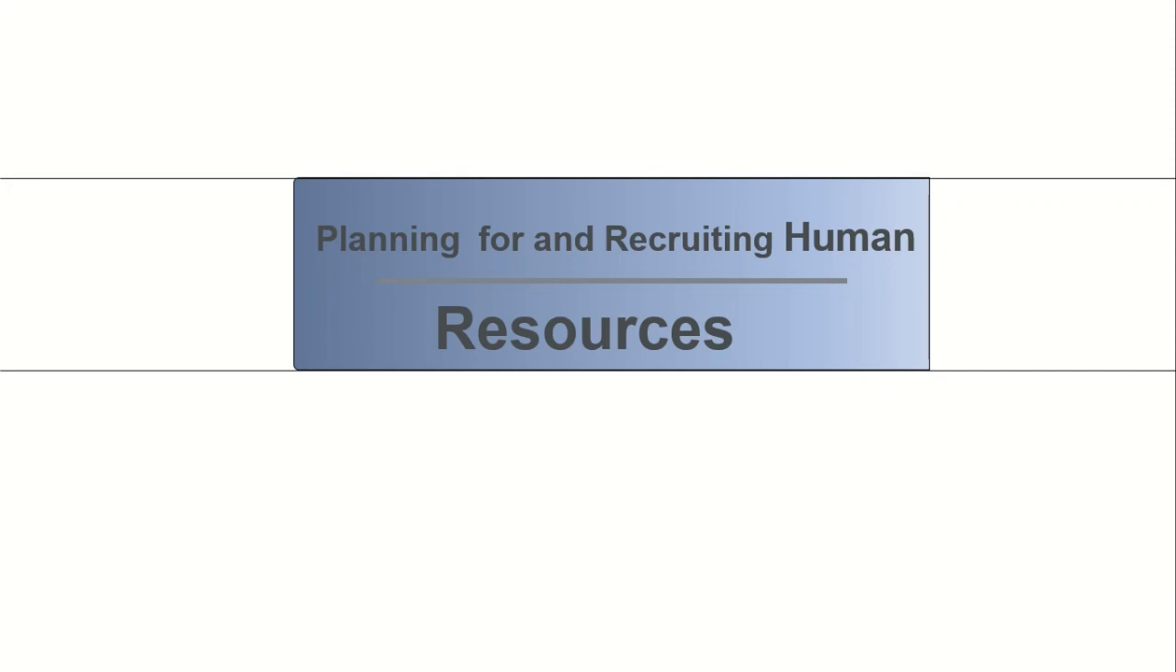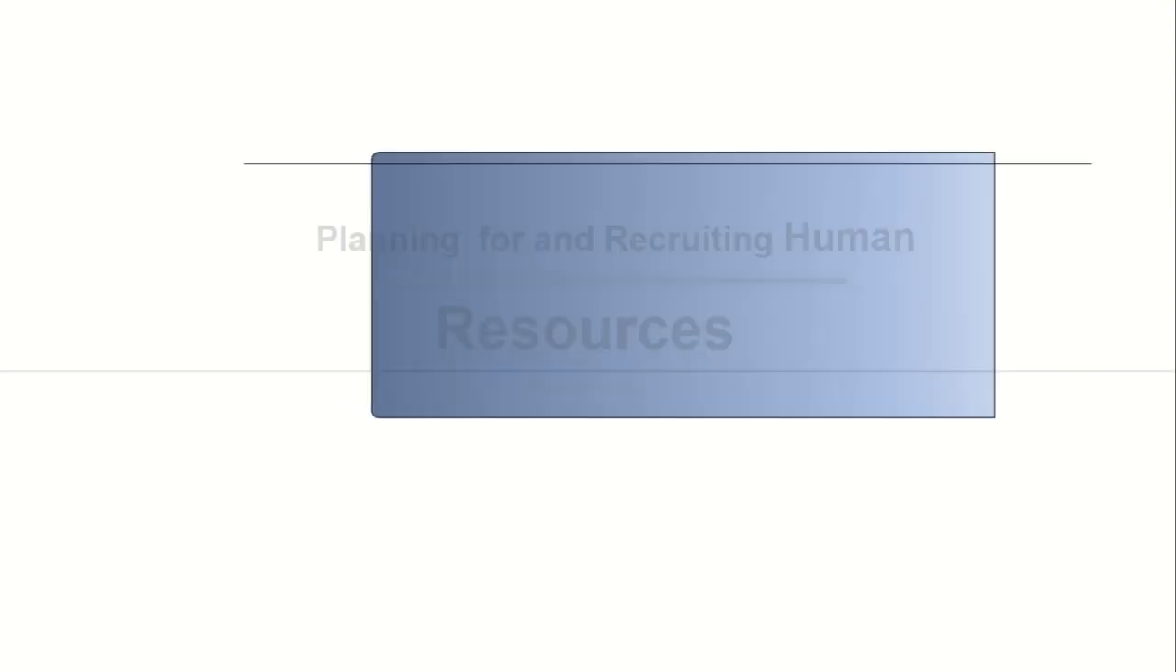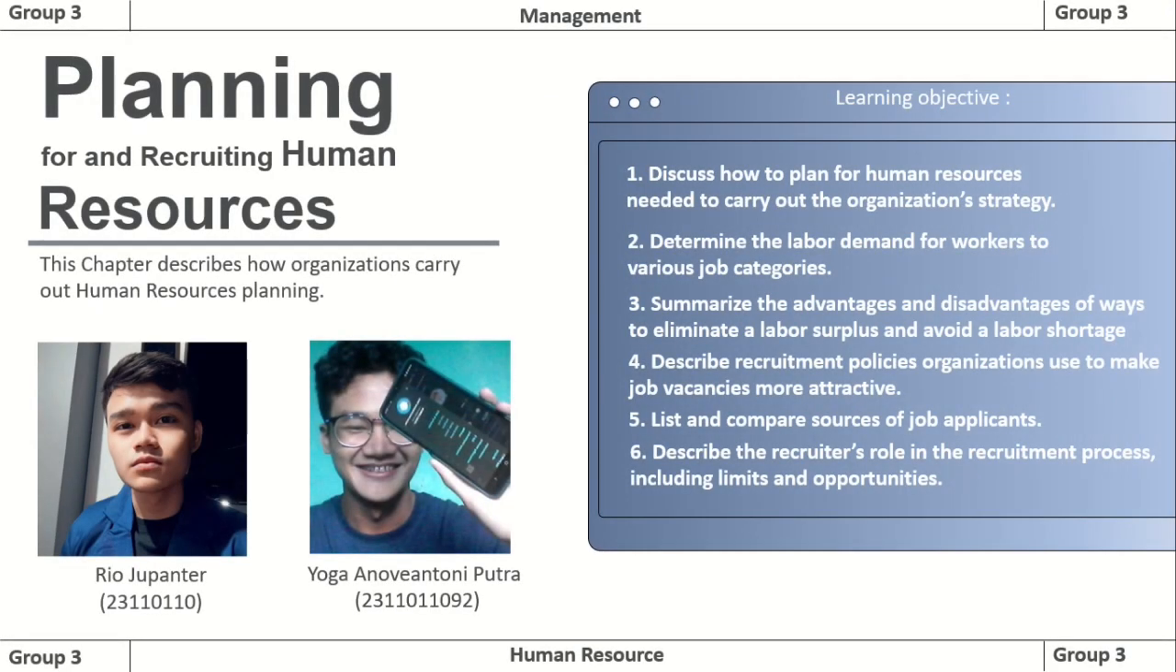We are going to explain and discuss Chapter 5, Planning for and Recruiting Human Resources. In this chapter, we have 6 learning objectives. 1. Discuss how to plan for human resources needed to carry out the organization strategy. 2. Determine the labor demand for workers in various job categories.